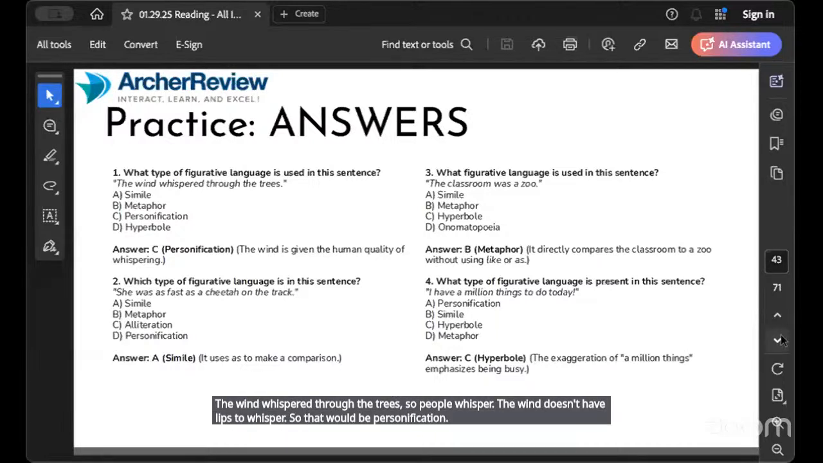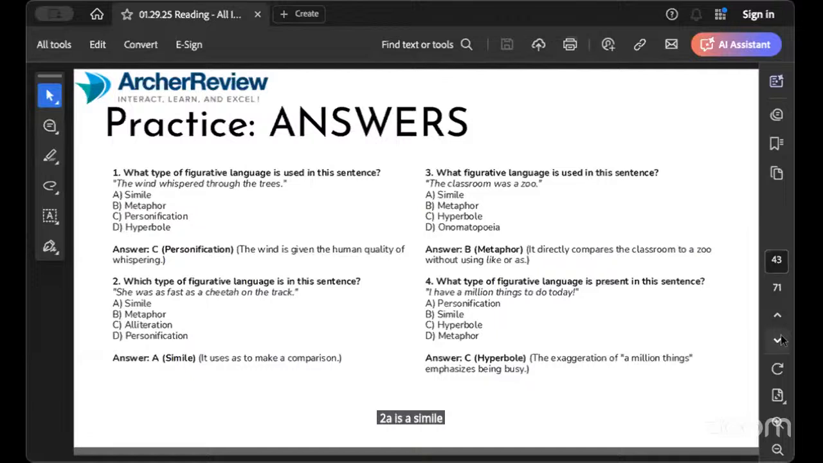2, A, is a simile. As fast as. There's that as being used to make a comparison. Number 3, that one is B, a metaphor. We're comparing the classroom to a zoo. We're just not using like or as, so it's a metaphor instead of a simile.